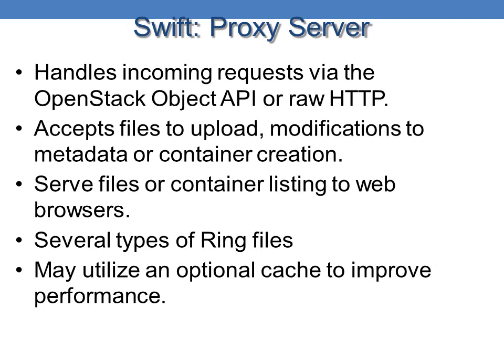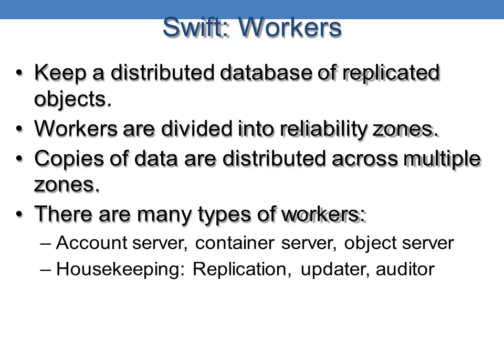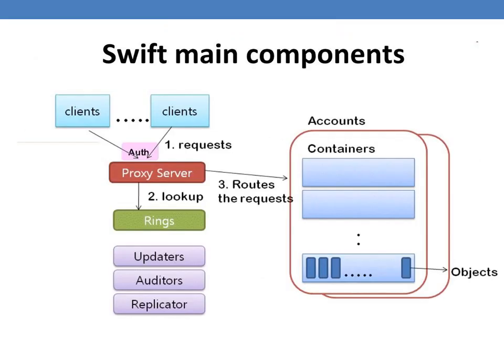Files and container listings are served to web browsers. Several types of ring files may utilize an optional cache to improve performance, keeping a distributed database of replicated objects. Workers are divided into reliability zones, so copies of data are distributed across multiple zones. There are many types of workers: Swift workers, account server, container server, object server, housekeeping, replication, updater, auditor, tenant controls.